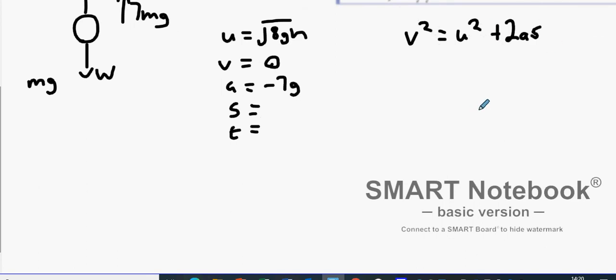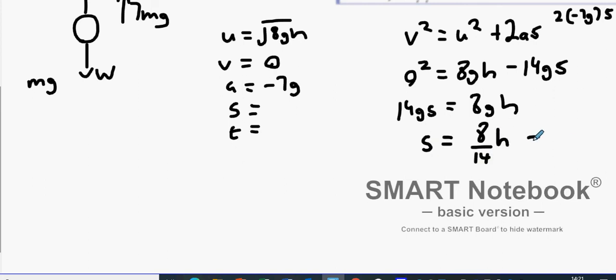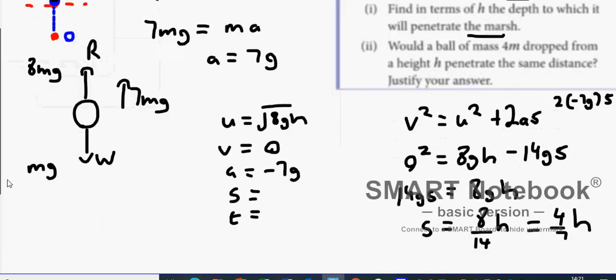And in this case, what we're going to see is v squared is 0. Square root u squared and you get 2gh. 2as is going to be 2 times minus 7g times s, so it's going to be minus 14gs. Then cancel the g's, so you're going to get 14gs equals 8h. s equals 8 over 14h, 4 over 7h. So our answer to the first question is 4 over 7h.